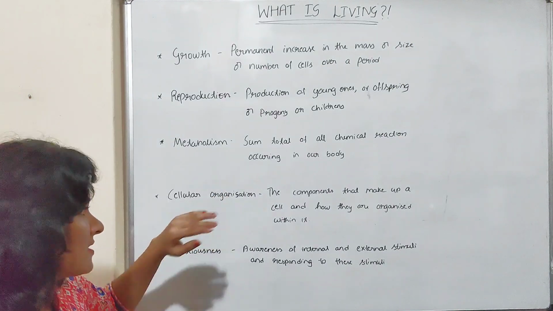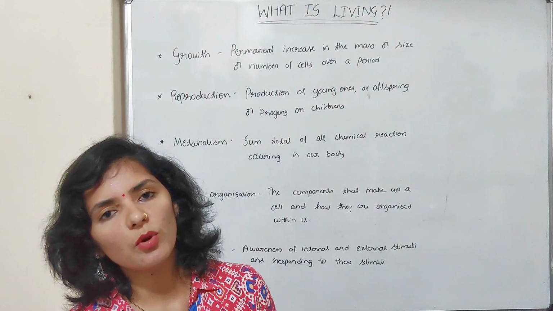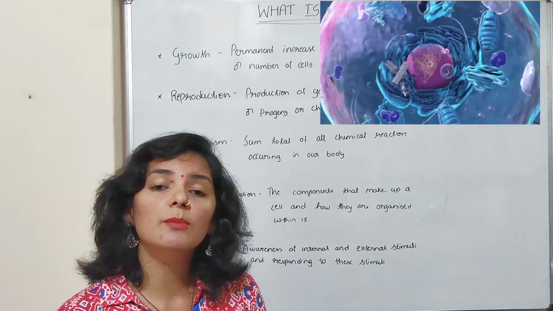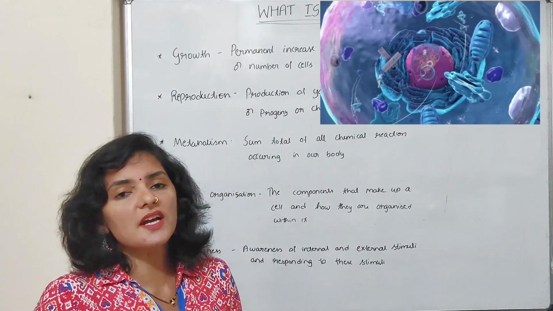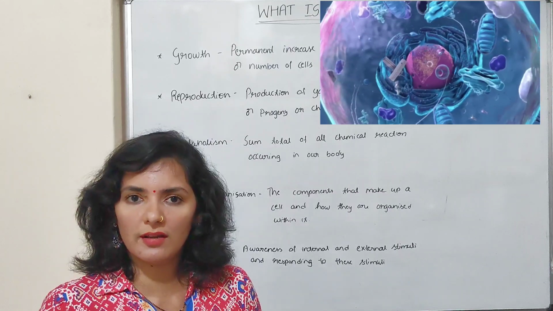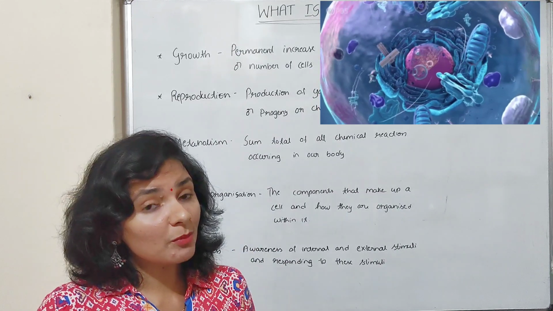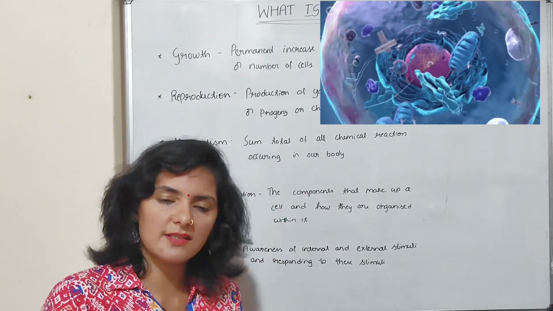Next characteristic is cellular organization. As I already told, thousands of metabolic reactions take place within our body, and specifically these metabolic reactions take place inside each cell, and these reactions are distributed among the different organelles. Some of the reactions take place inside the chloroplast, some of the metabolic reactions take place inside the mitochondria, some of the reactions take place in the cytoplasm.